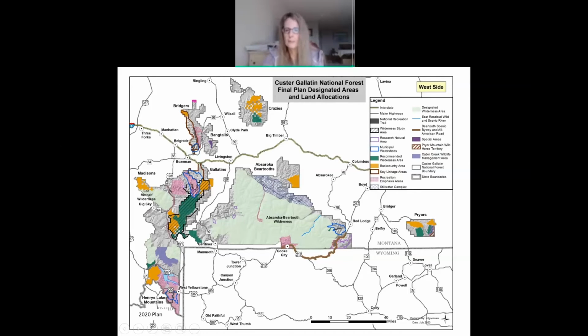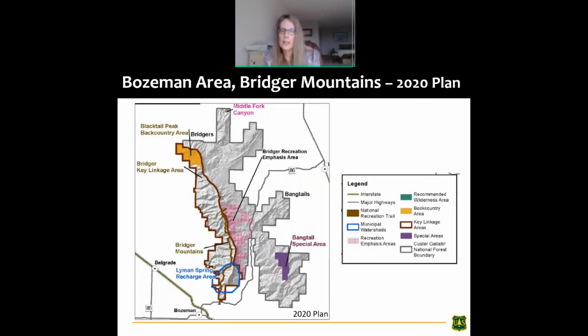So let's zoom in a little bit on the Bozeman area, starting with the Bridger Mountains. Again, our plan in 2020, on the west side of the Bridger Mountains, the heavy brown line is a key linkage area. And the idea with those is to limit uses and really for wildlife dispersal.